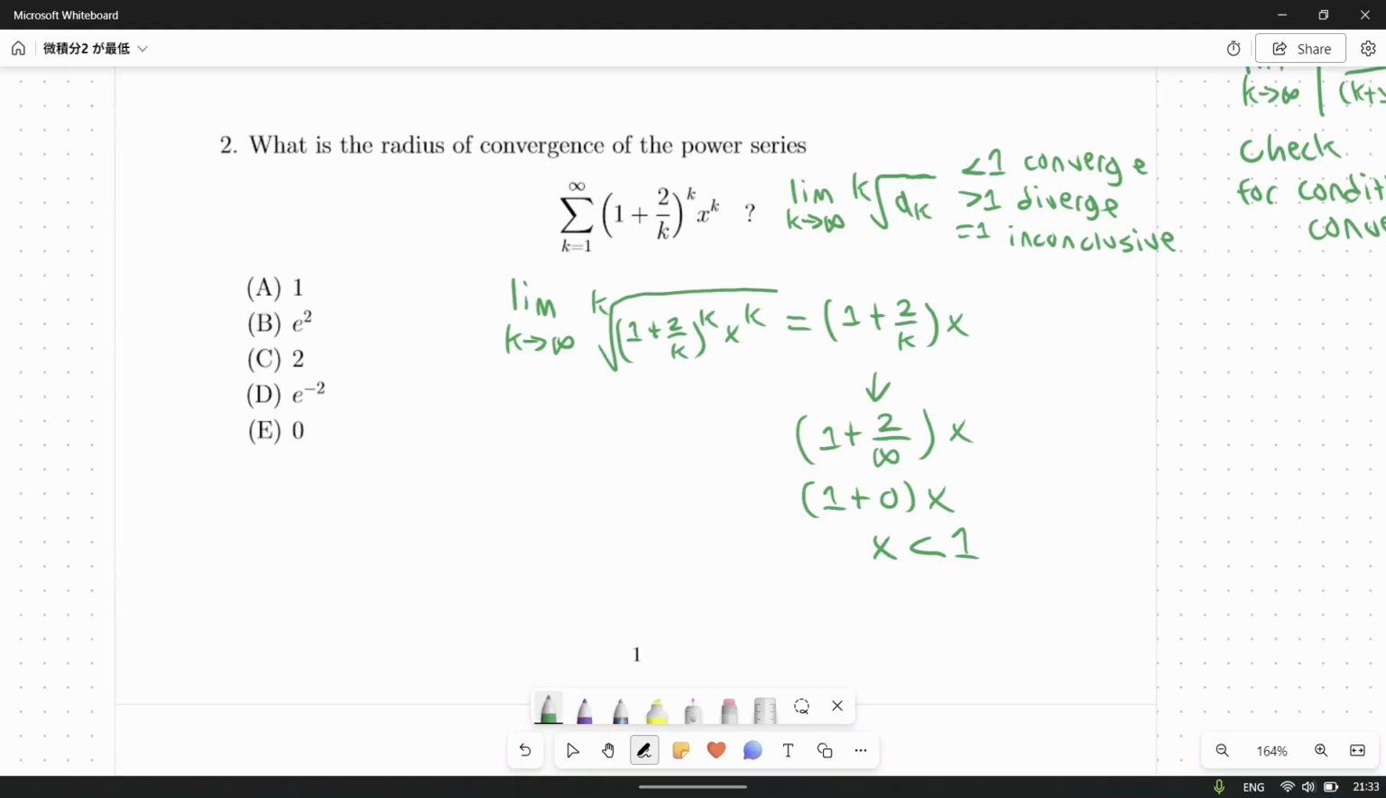And since there's no other conditions we have to look for, we can just say that the radius of convergence is simply just going to be 1. And so the answer to this question is going to be A.